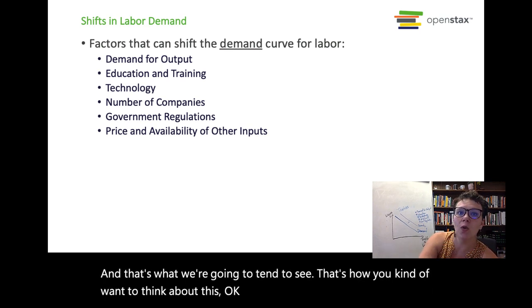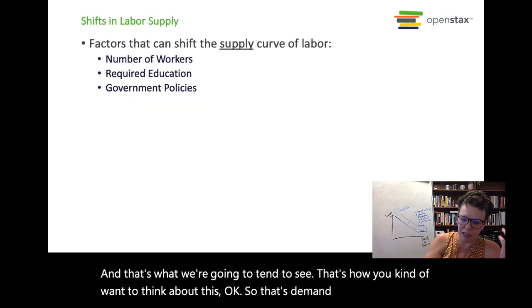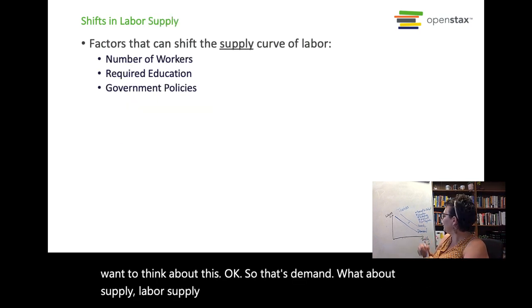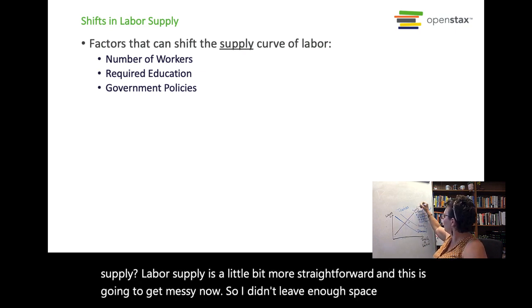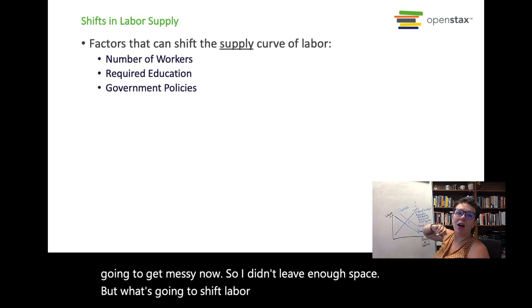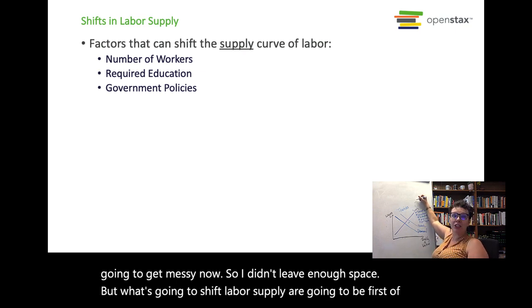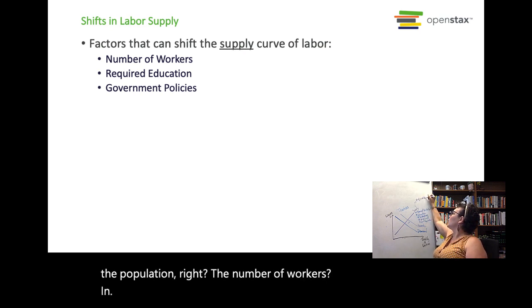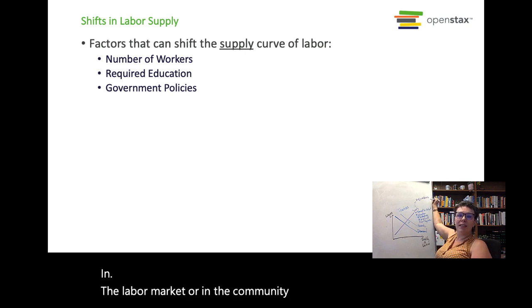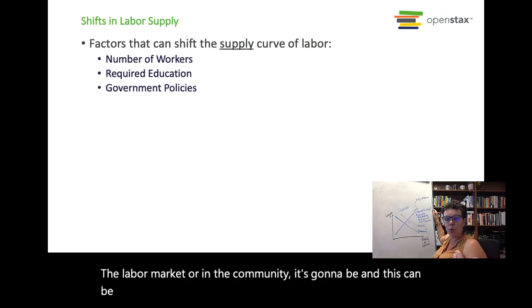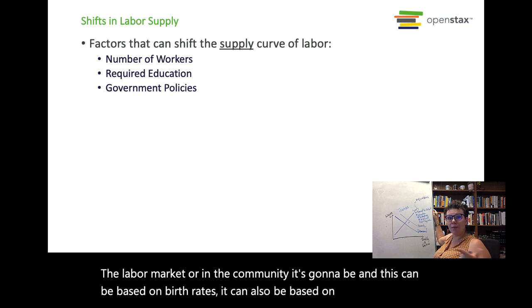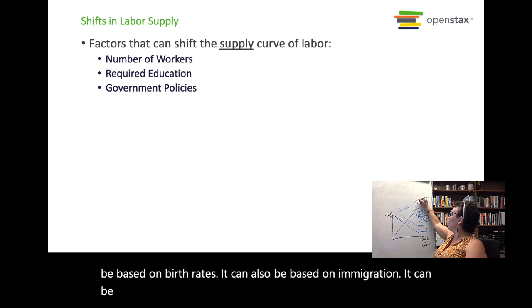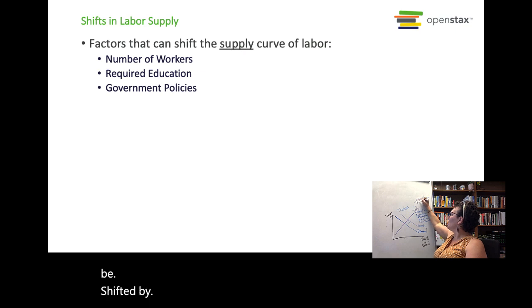Okay? So that's demand. What about supply? Labor supply is a little bit more straightforward. And this is going to get messy now because I didn't leave enough space. But what's going to shift labor supply are, first of all, the population, right? The number of workers in the labor market or in the community. This can be based on birth rates. It can also be based on immigration. It can be shifted by required education levels.